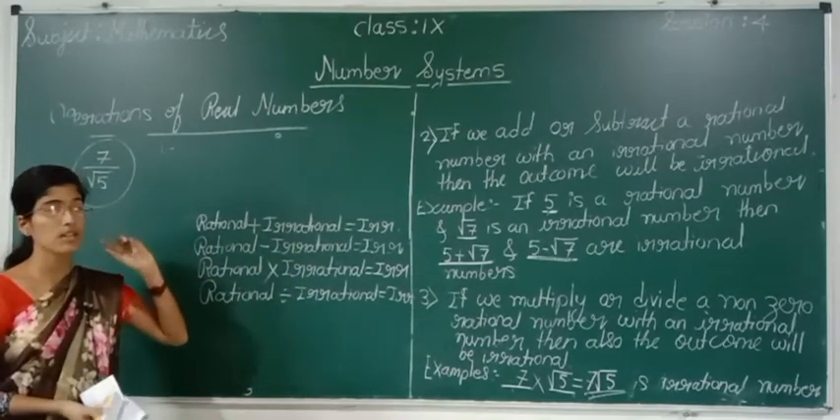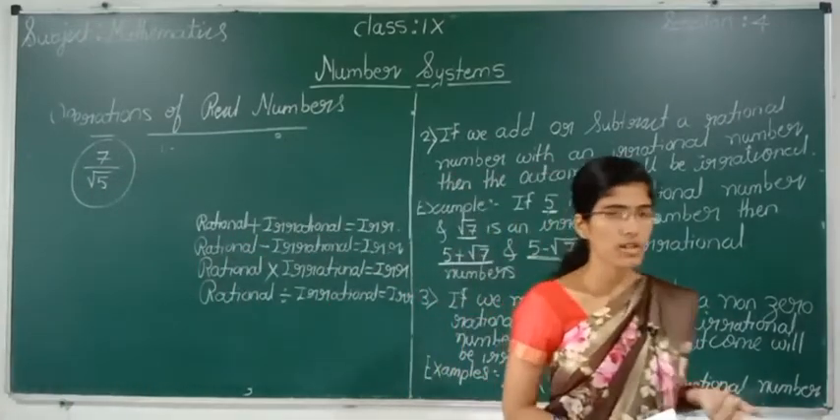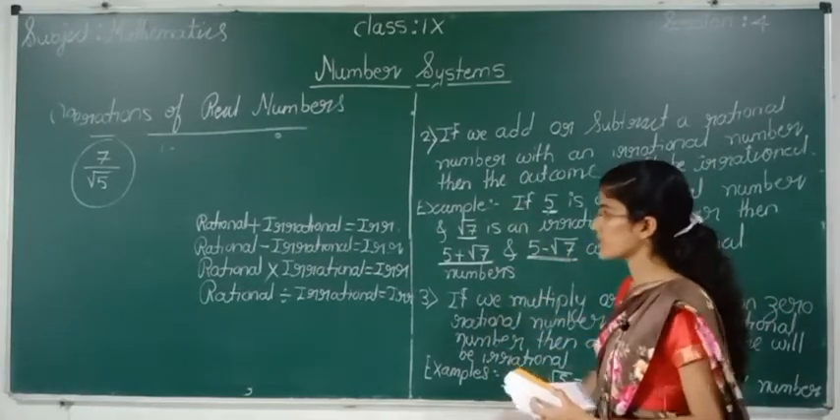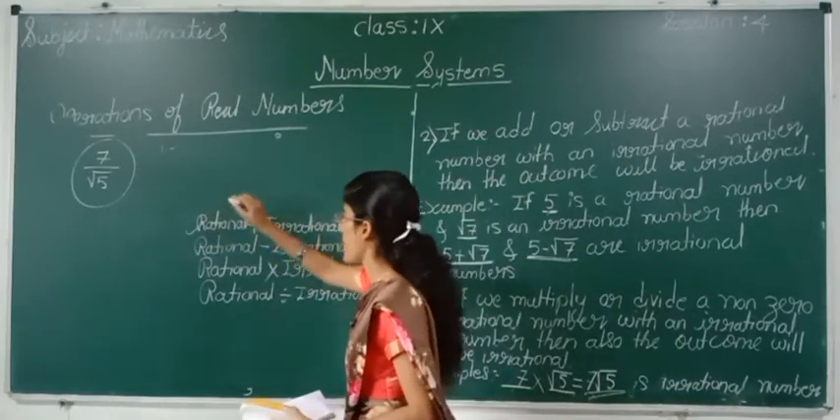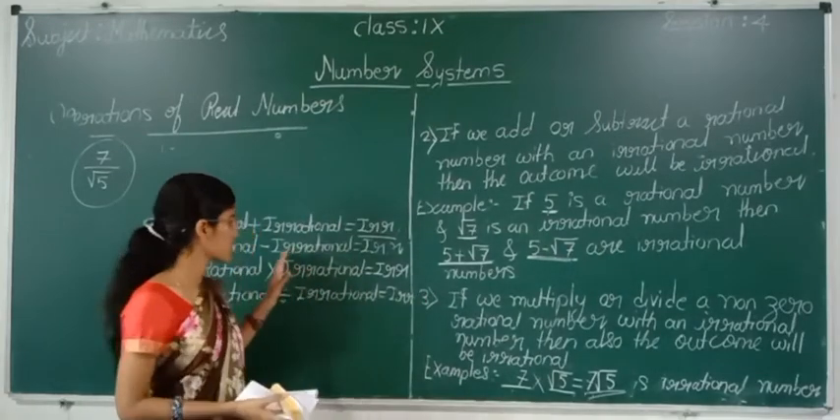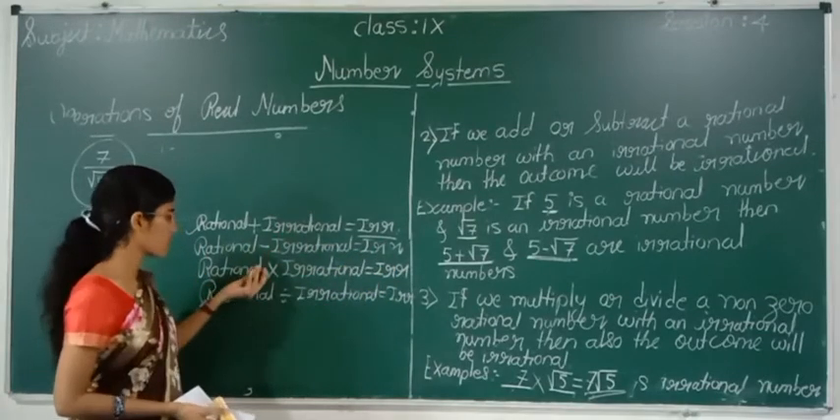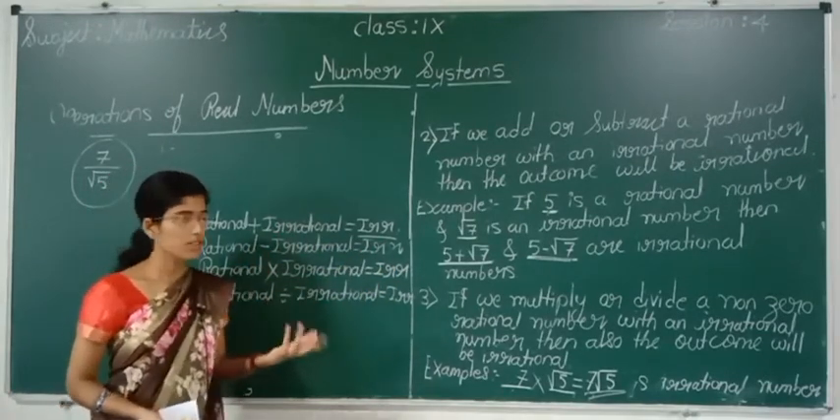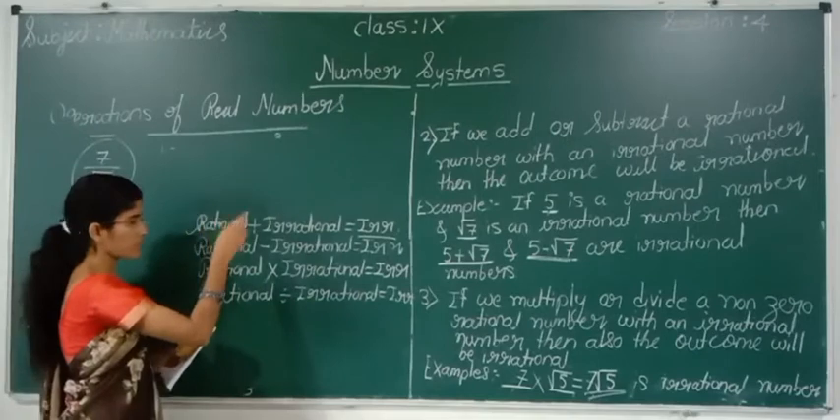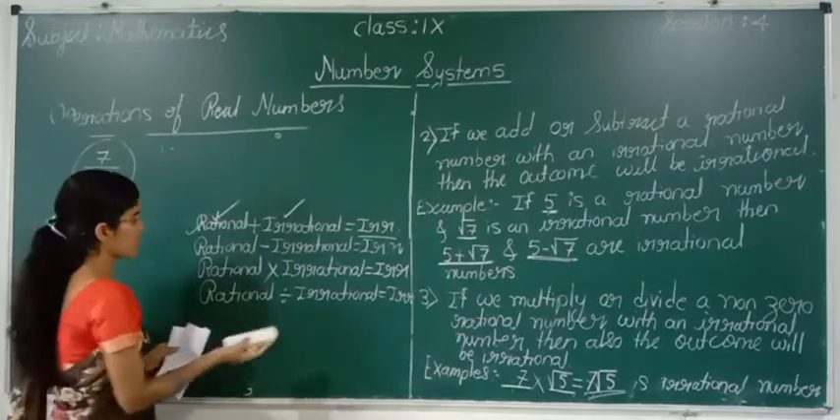What did we learn in the first point? In the first point we learned if you add, subtract, multiply, divide two rational numbers, definitely the outcome will be a rational number only. The second and third points tell that if you take a rational number and add with an irrational number, definitely the answer is irrational. If you do subtraction with a rational and irrational number, it will come irrational. If you do the product, if you do the division, definitely the answer will be irrational. In general, we can tell if one irrational number is there, definitely the answer will be an irrational number only.